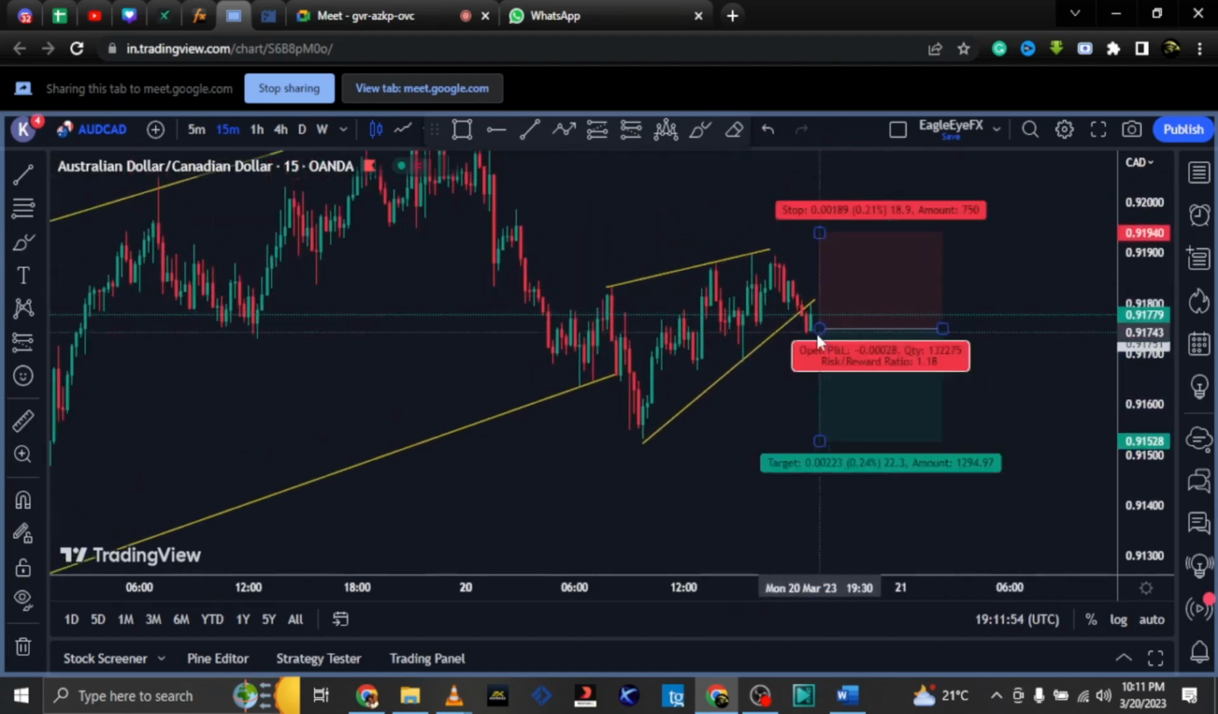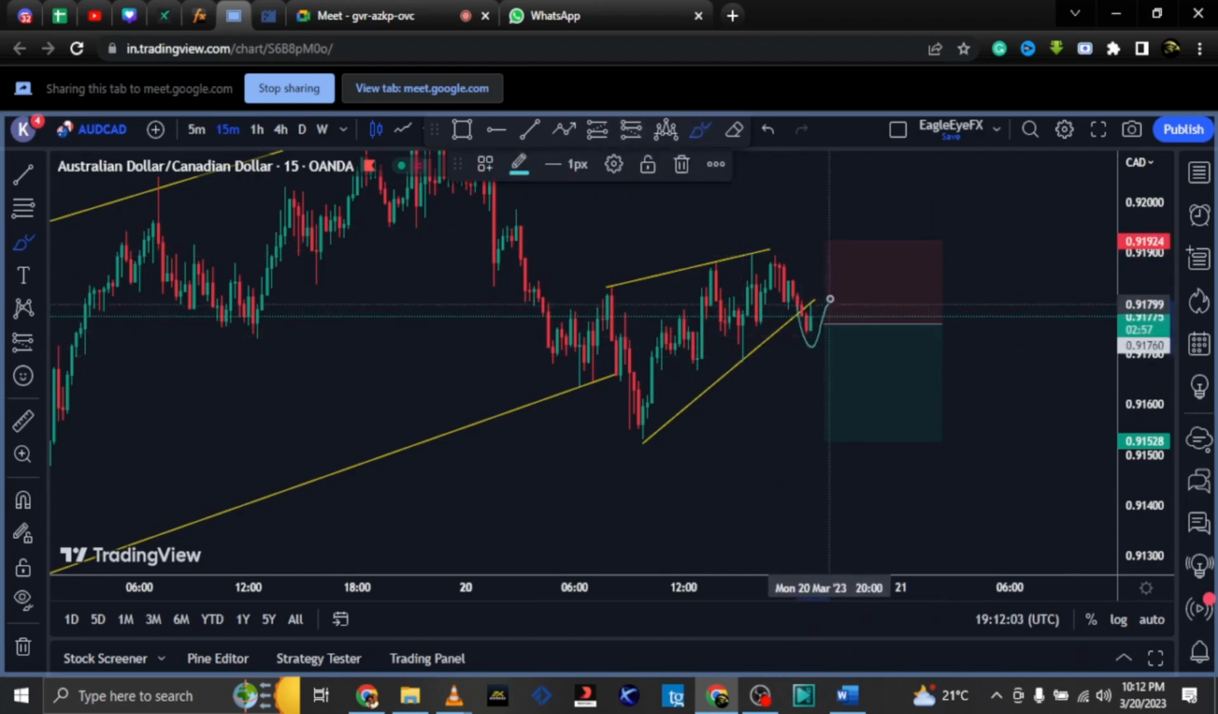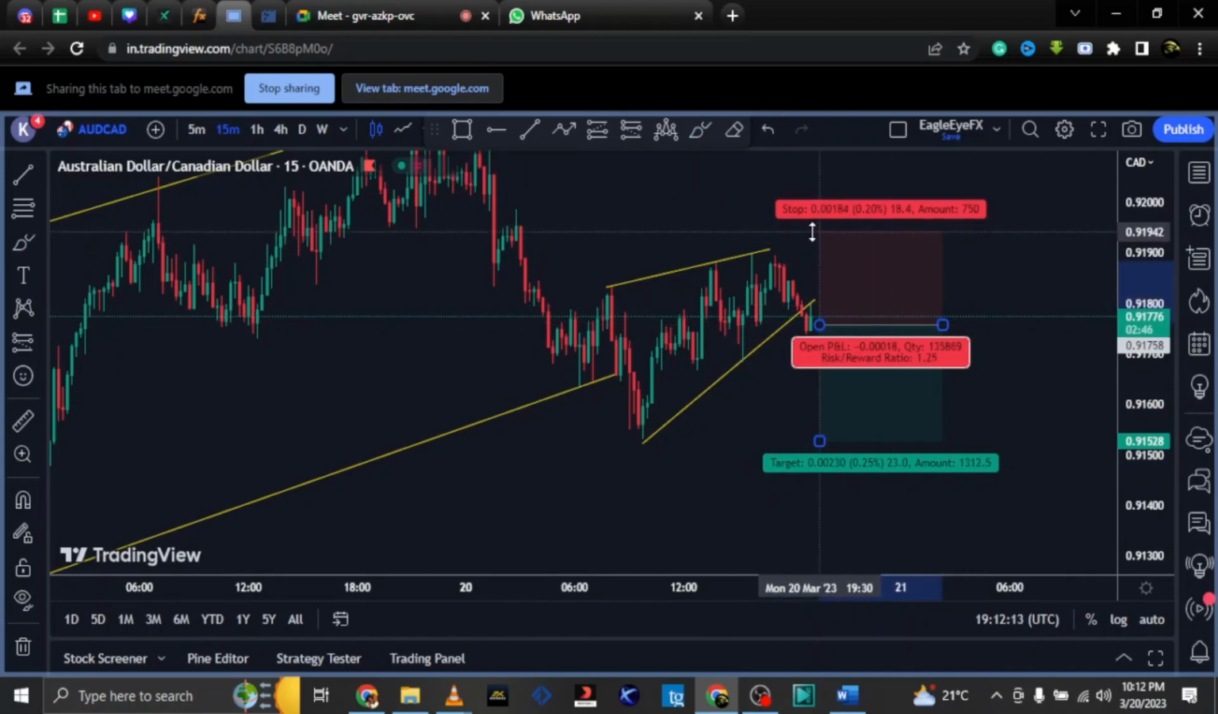So it means that your entry is going to be somewhere around here. Then your stop loss is going to be above the structure like that. Then once the market breaks and retests, then you enter. Or what you can do is you can actually place your sell stop here, place your stop loss somewhere around there.